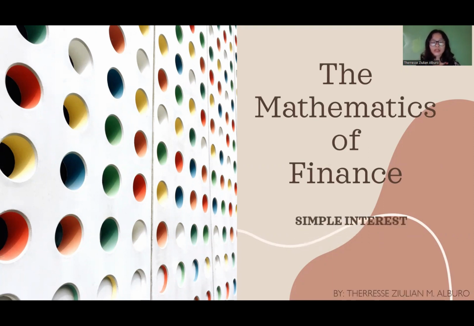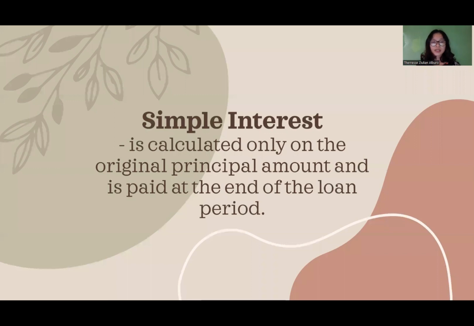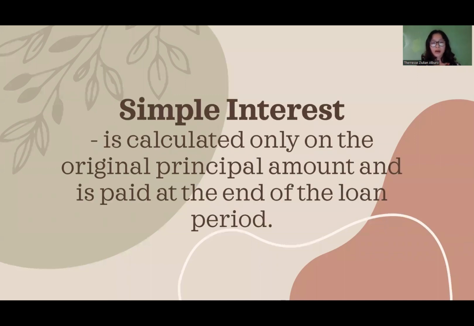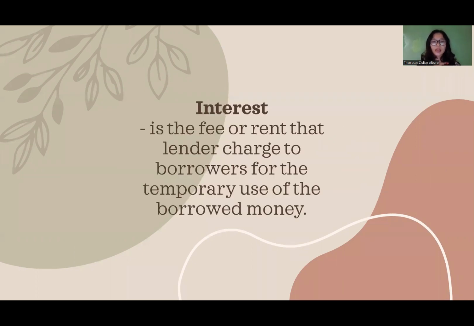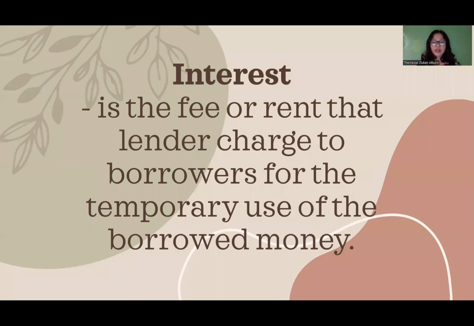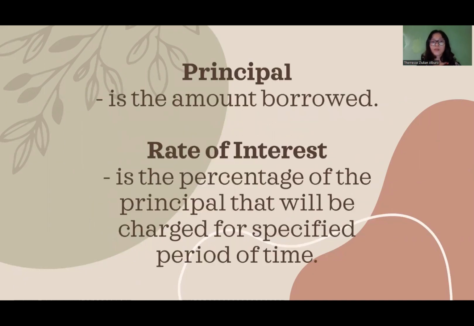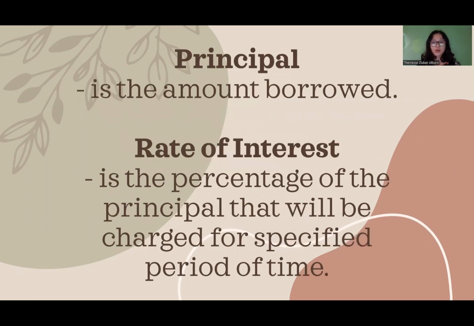So, what is simple interest? Simple interest is calculated only on the original amount, or the original principal amount, and is paid at the end of the loan period. Interest is the fee or rent that lenders charge to borrowers for the temporary use of the borrowed money. Principal is the amount borrowed.